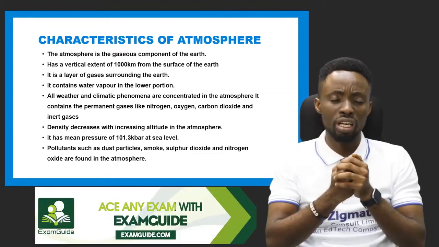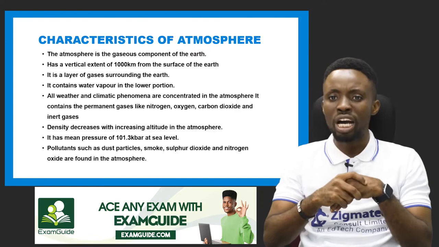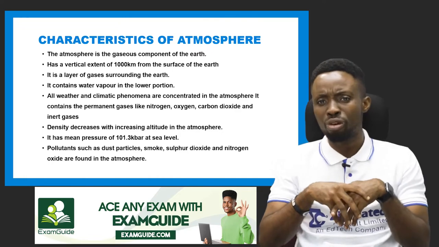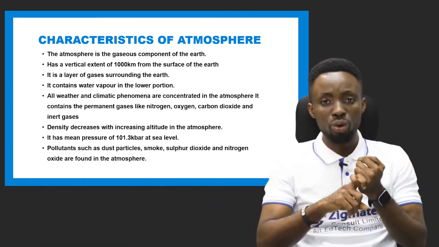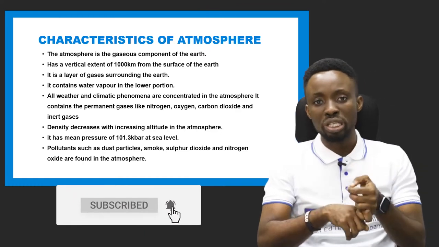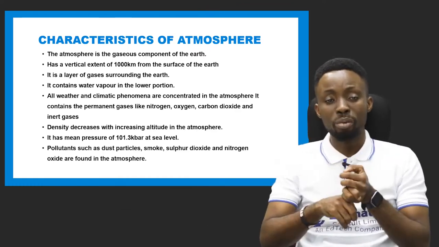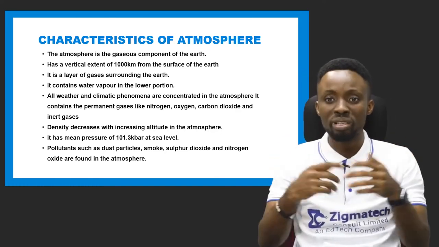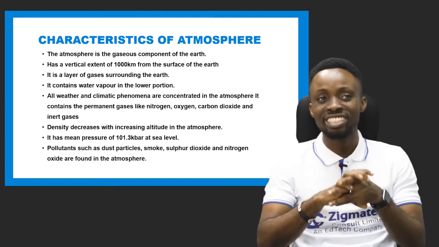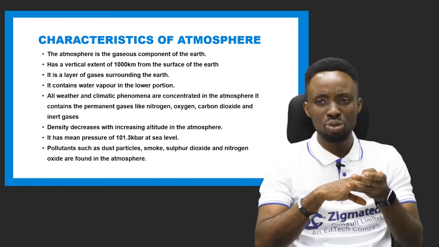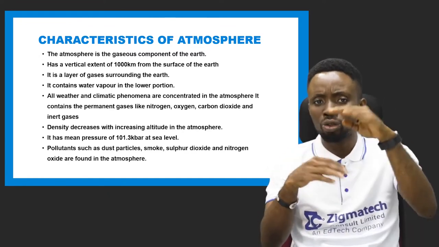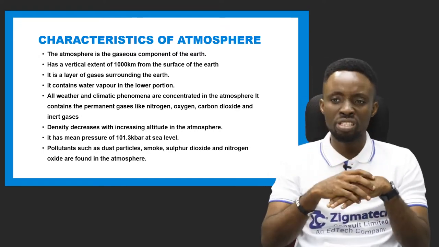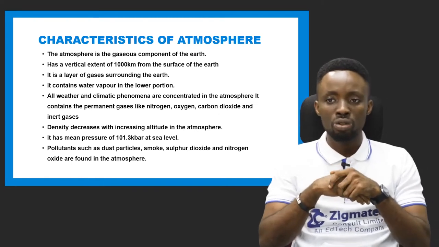And in the troposphere, which is the lower portion of the Earth, we have water vapor, and not just water vapor, we also have clouds being formed there, and all the weather conditions are actually based on the atmosphere. We also have permanent gases there. Nitrogen is permanent there. Oxygen is permanent there. Carbon dioxide is permanent there, and we also have some noble or inert gases right there in the atmosphere. And as you go up into the atmosphere, the density of the atmosphere decreases as you increase the altitude.